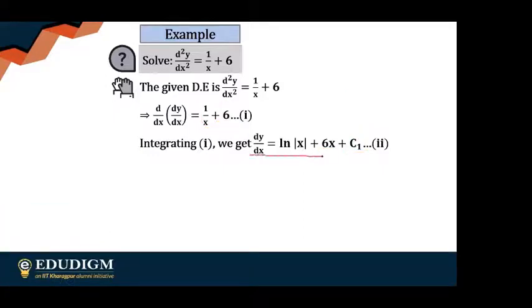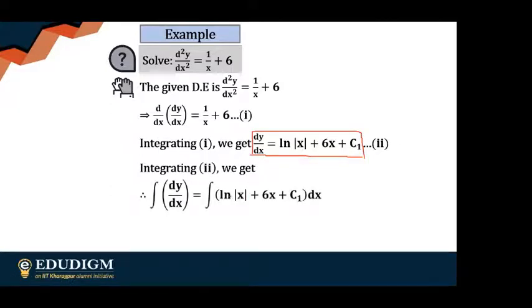Now you have something that you're already familiar with. You have this dy/dx going on. I need to integrate it again, which will give me y. So y equals the integration of this. Now ln x is very simple to integrate. You will have x ln x minus x. You can absolutely go for integration by parts. This is actually ln x into 1.